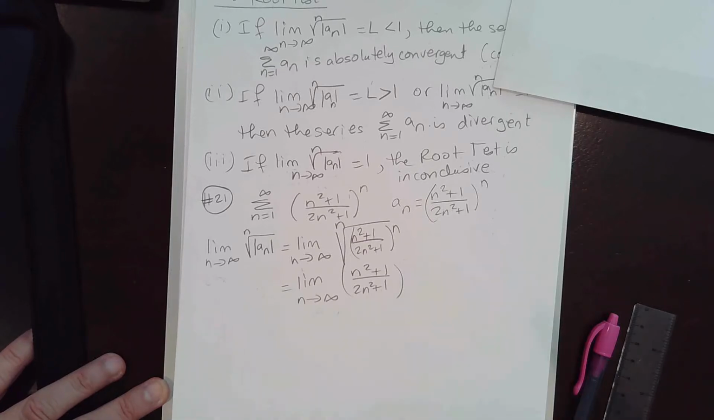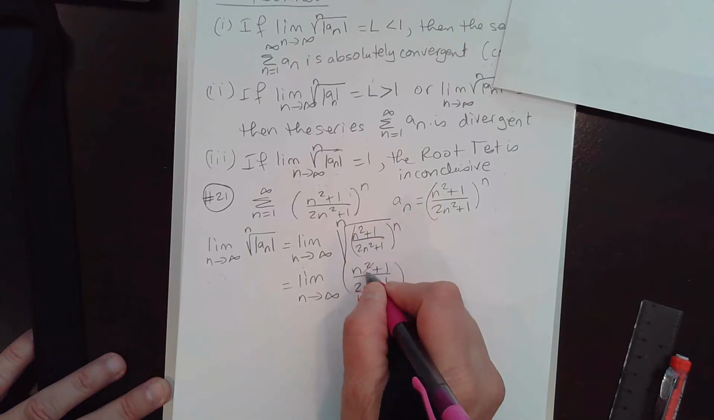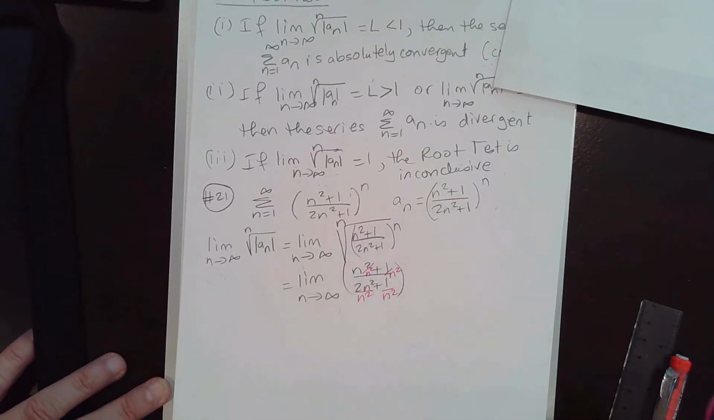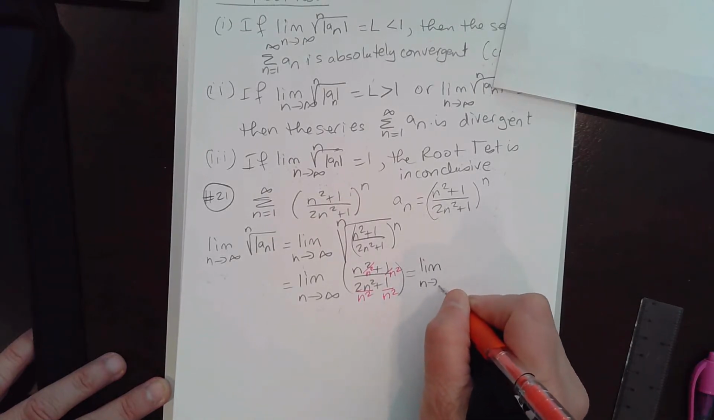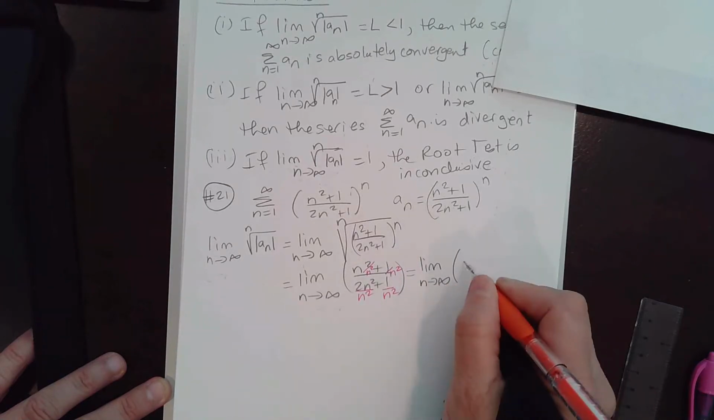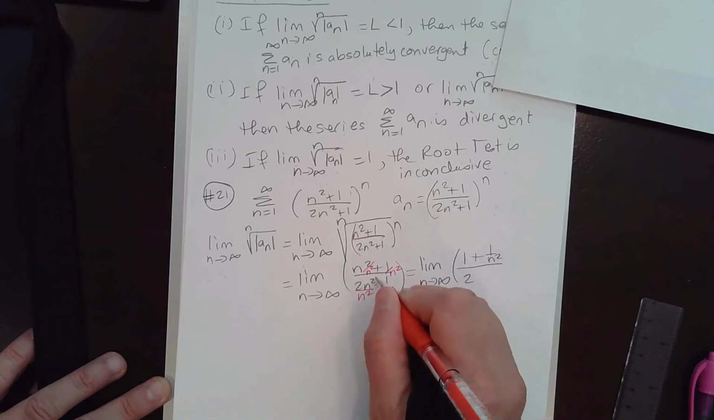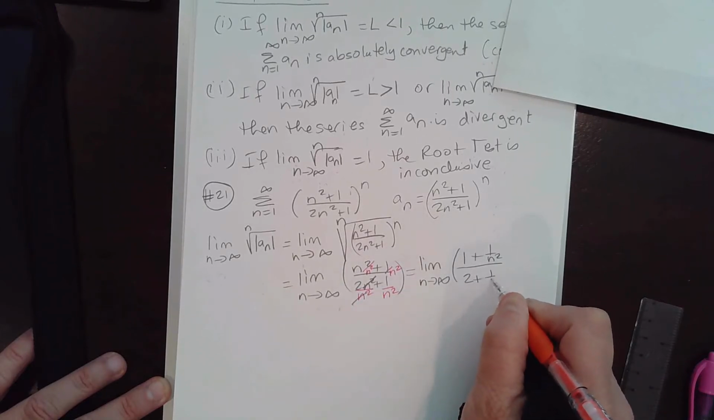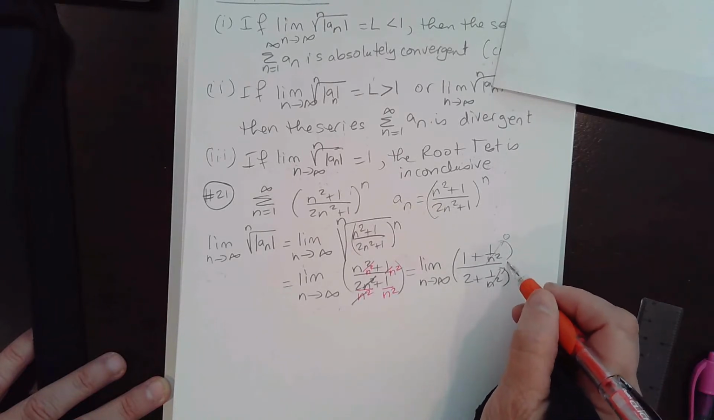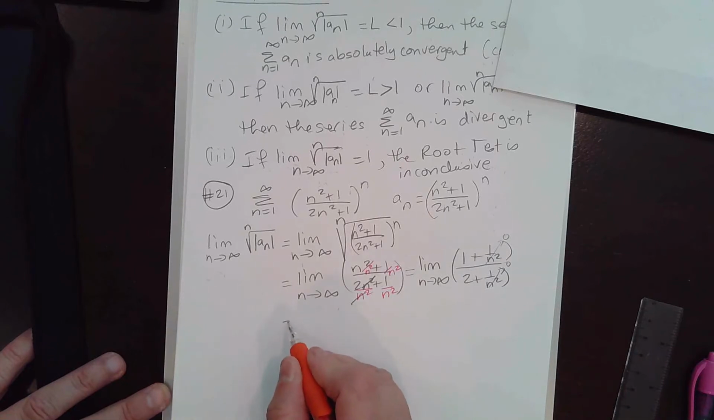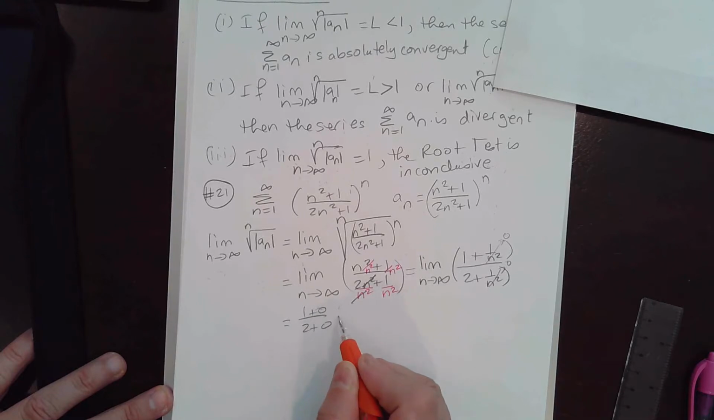Now divide by the variable raised to the largest power in the denominator. That's the limit as n approaches infinity of n squared divided by n squared, that's 1, plus 1 over n squared, divided by 2, this cancels, plus 1 over n squared. So this is going to approach 0, this is going to approach 0 as n approaches infinity. So that's going to give me only what? 1 plus 0 over 2 plus 0, which is 1/2.